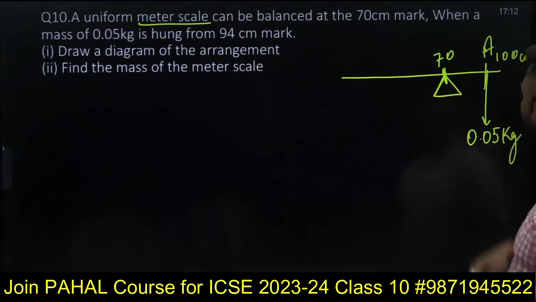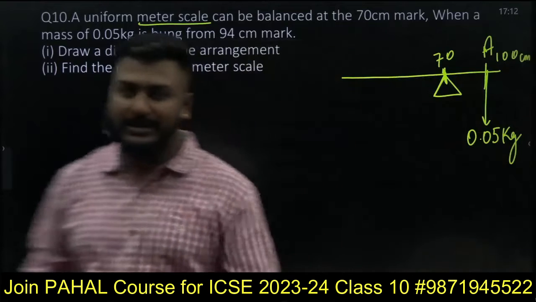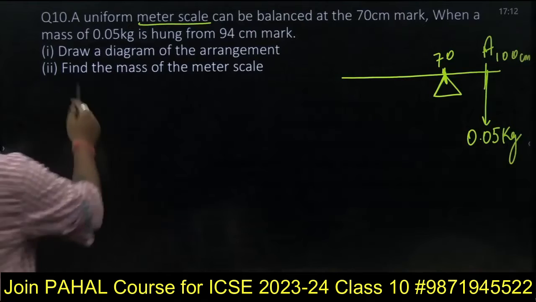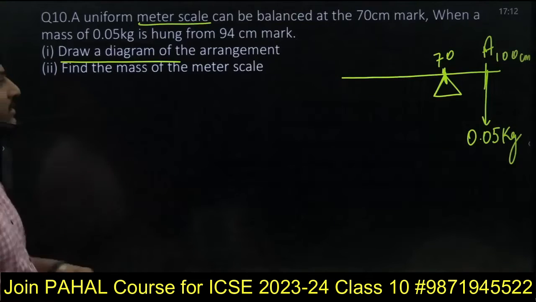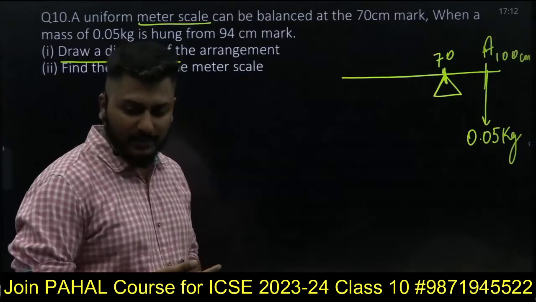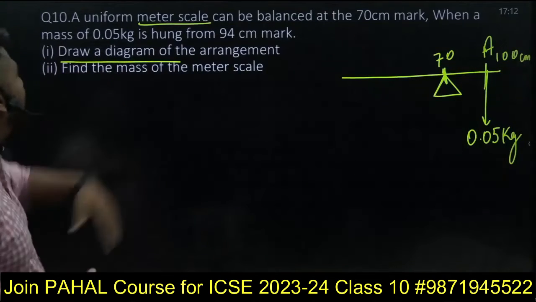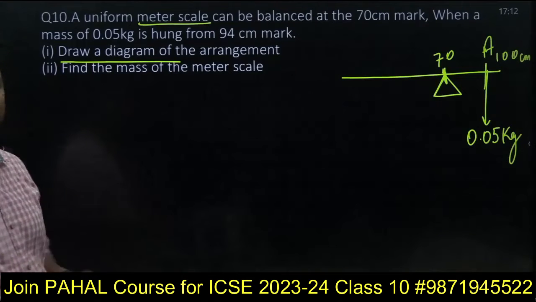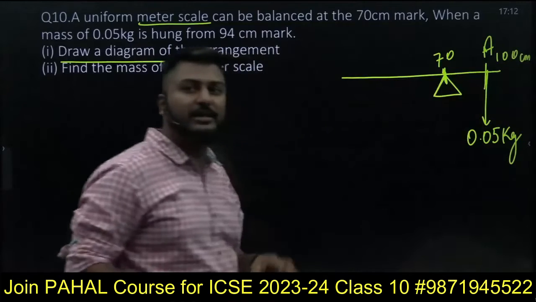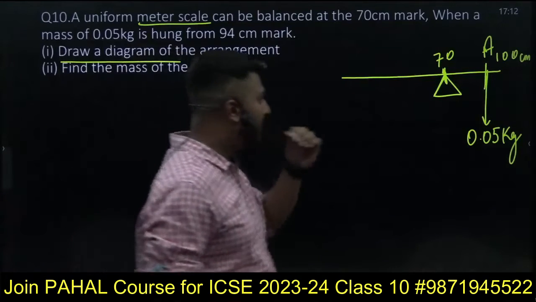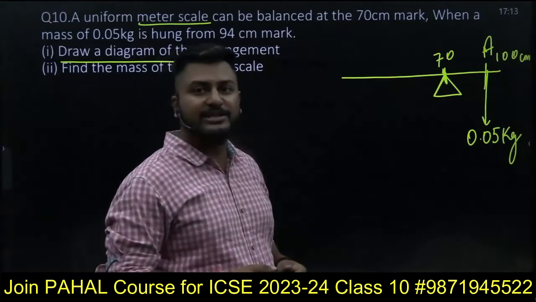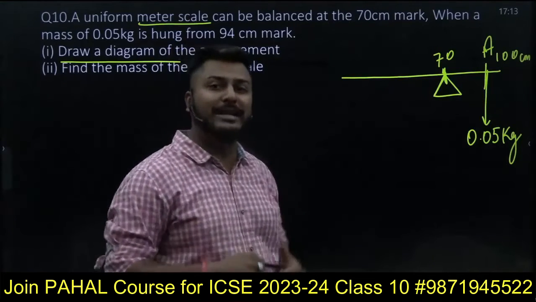Is this correct or not? Is this clear so far? Yes, we have made the diagram up to here. Now what does the first part say? Draw a diagram of the arrangement. So the first part is to draw the diagram, and we have made the diagram. Very good. Next, find the mass of the meter scale. We have to find the mass of this meter scale. Now tell me, if this scale is in the state of equilibrium, what do you mean by that? Can anyone tell me?